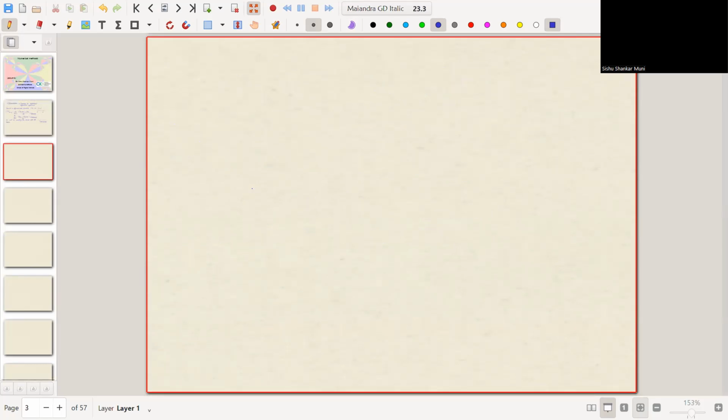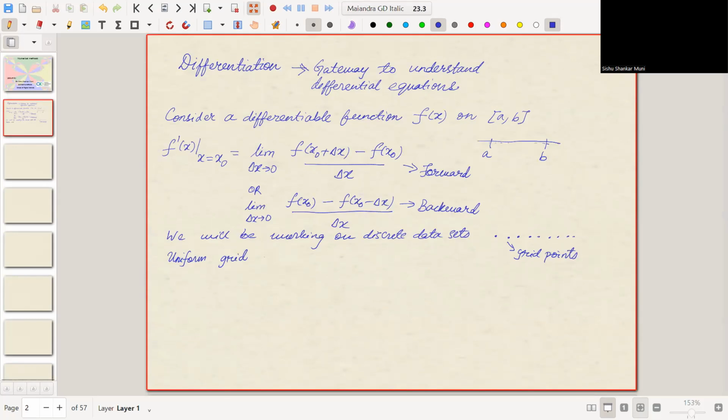Uniform grid means x_{i+1} minus x_i is the same as x_i minus x_{i-1}. Agree? How to visualize this? You should first ask me what is x_i, what is x_{i+1}, what is x_{i-1}. So it is like this.